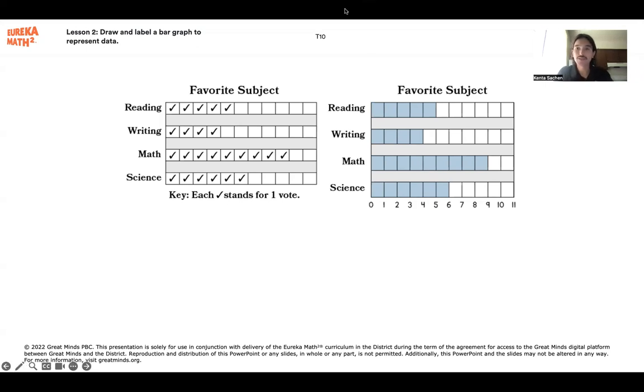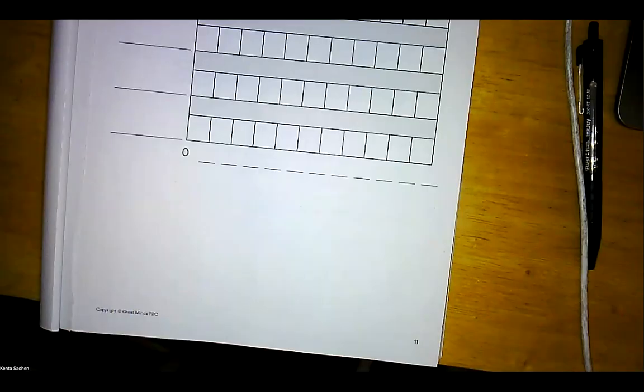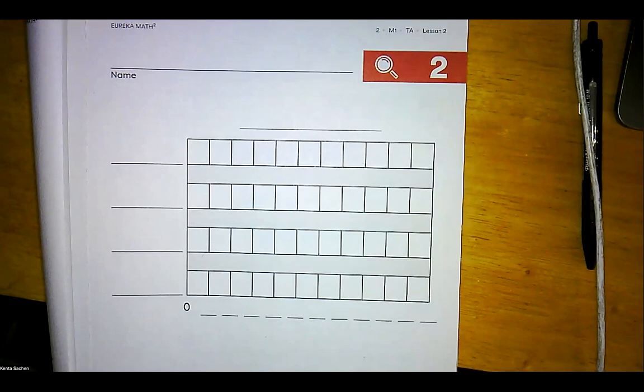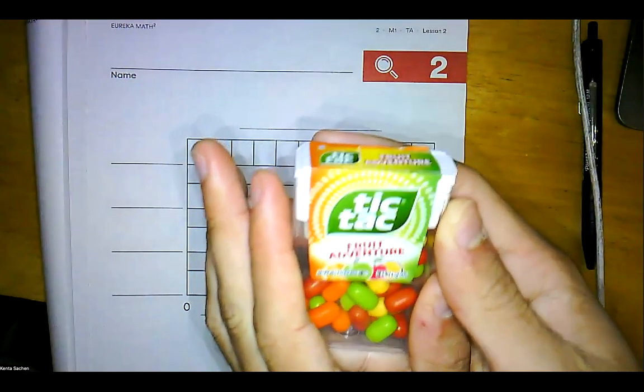Okay. So please get out your workbooks and open to page 11. Open to page 11, which looks like this. Got a little magnifying glass again. And we're going to be working with some Tic Tacs again today.